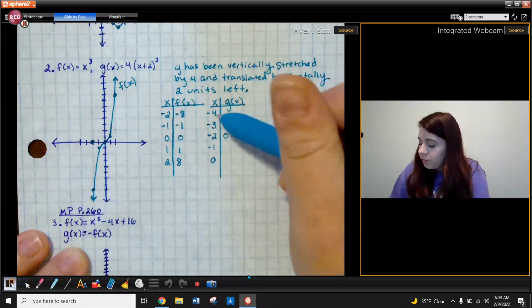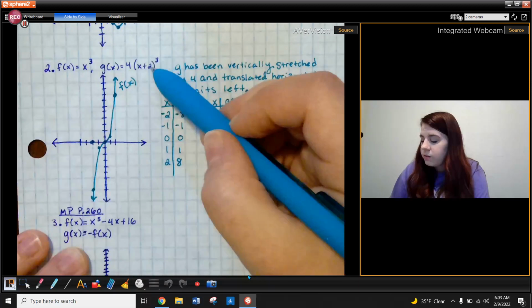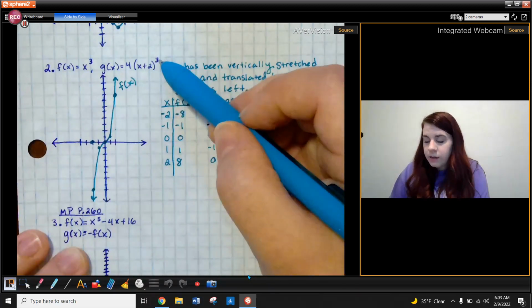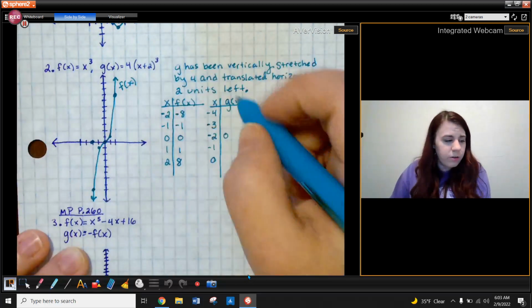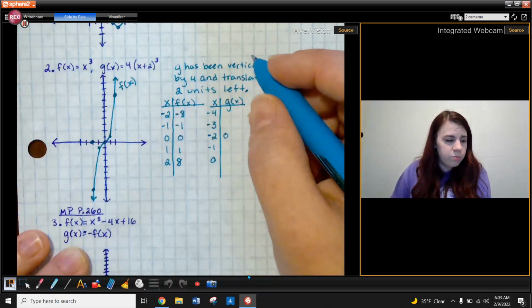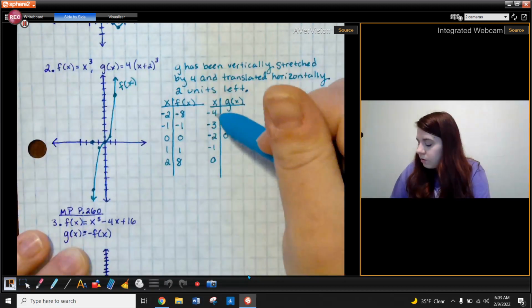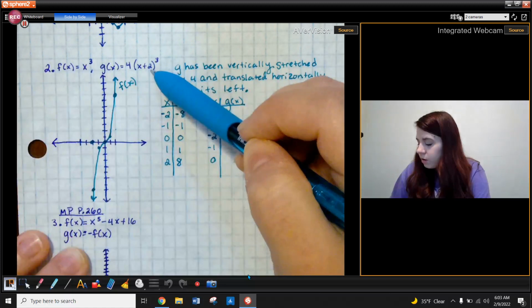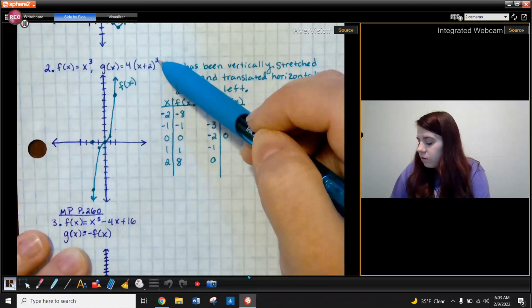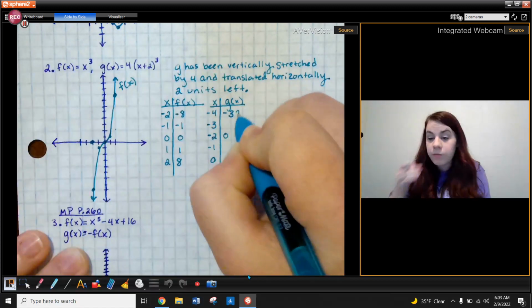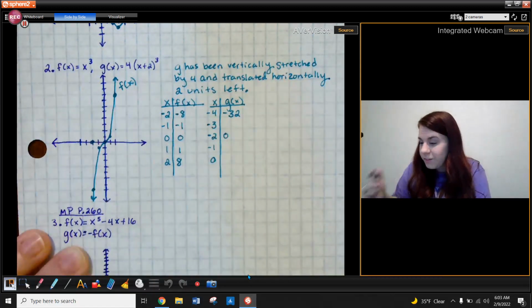If you plug in a -4, -4 plus 2 is -2. -2 cubed is -8. And the -8 times 4 is a -32. Hold on, pause, let me double check. Plug in that. -4 plus 2 is -2. -2 cubed is -8. -8 times 4, yes, -32. Sorry, I just want to make sure. It's early in the morning, so my brain's not always here.